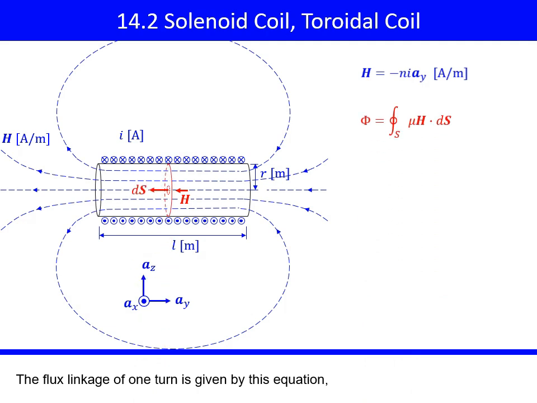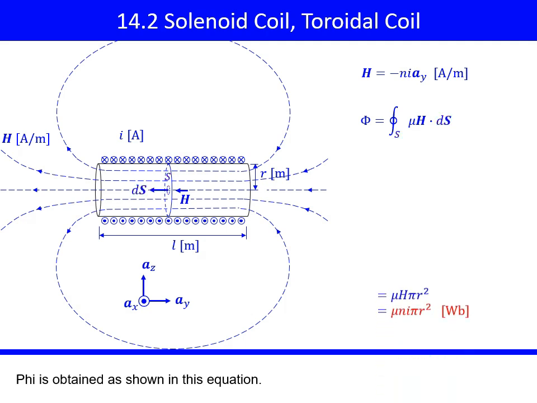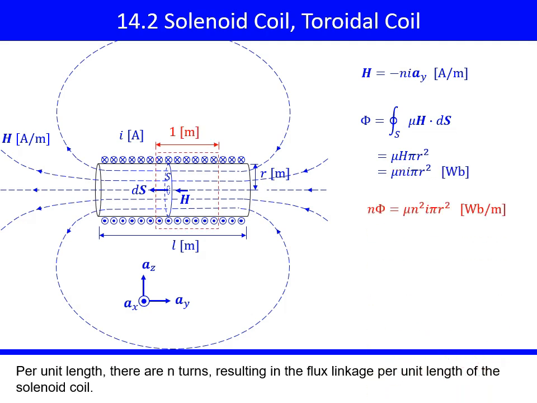The flux linkage of one turn is given by this equation, where S is the cross-sectional area of the solenoid coil, and ds is a differential area vector. Phi is obtained as shown in this equation. Per unit length, there are n turns, resulting in the flux linkage per unit length of the solenoid coil.